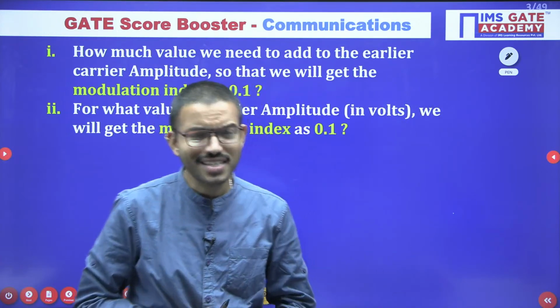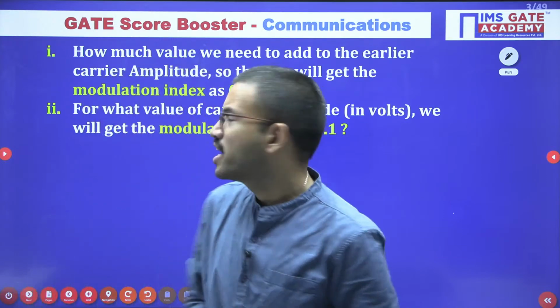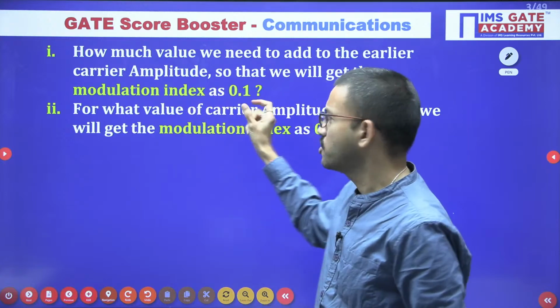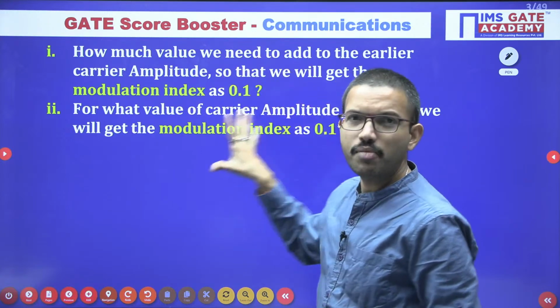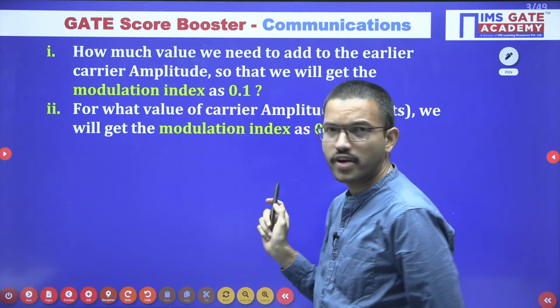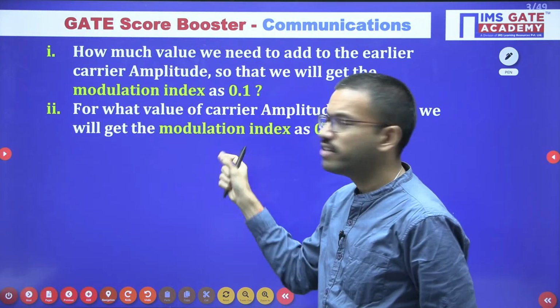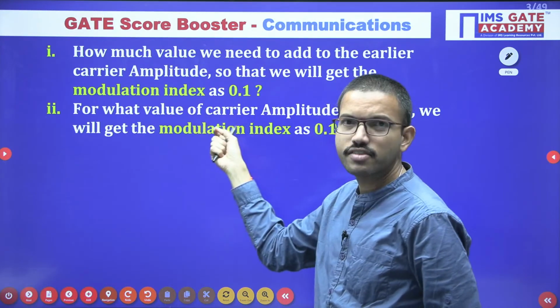So the wording is very interesting. It is very important. Whenever you are attempting any question in the GATE exam, the answer will vary according to the context. Both questions have the same requirement, that means to get modulation index as 0.1. But with respect to case 1 the wording is one way, and with respect to case 2 the wording is another way.